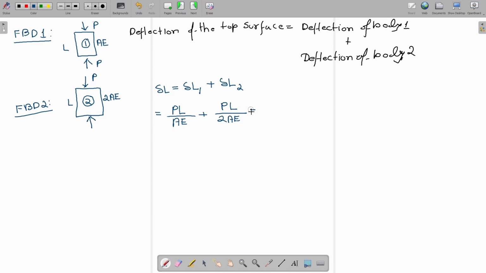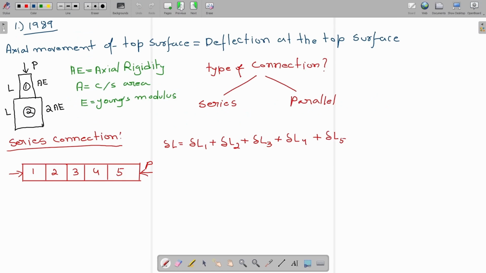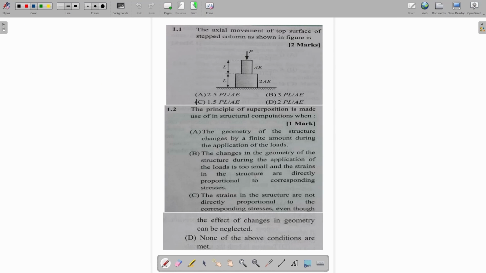Therefore, we are going to solve this. PL by AE times 1 plus half is equal to 1.5 PL by AE. This is the answer. Therefore, here option C is the correct one. Okay, now for question number 2.